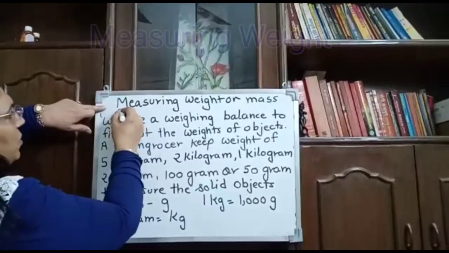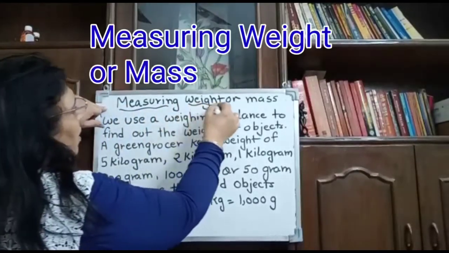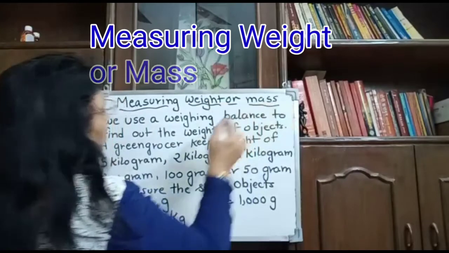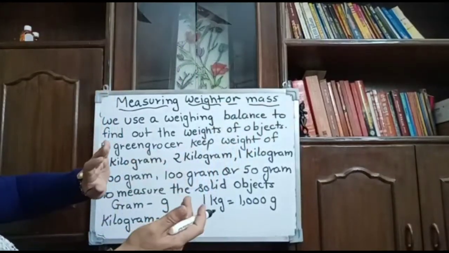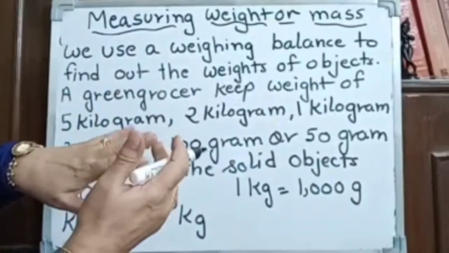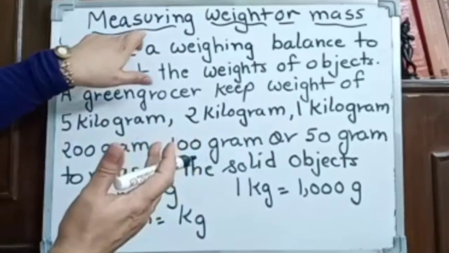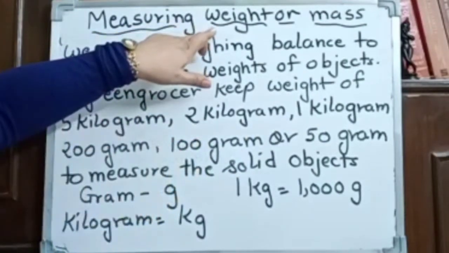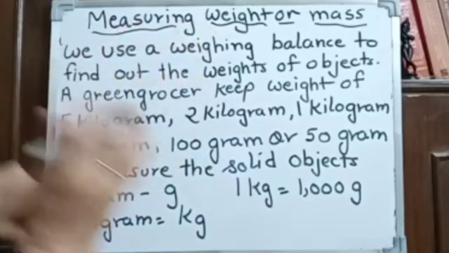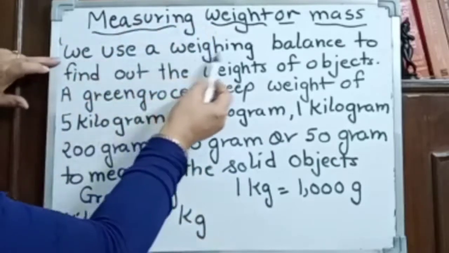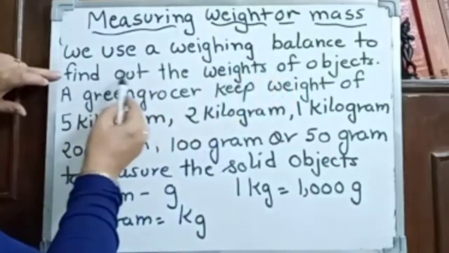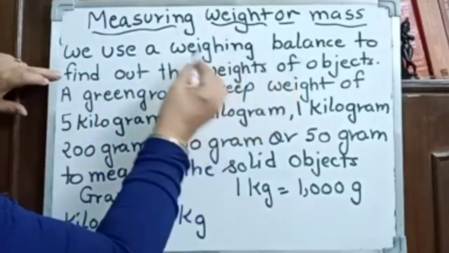Here we have measuring weight or mass. Vegetables, grains and all other solid objects we measure, and we call it the weight of that object. We use a weighing balance to find out the weight of an object.